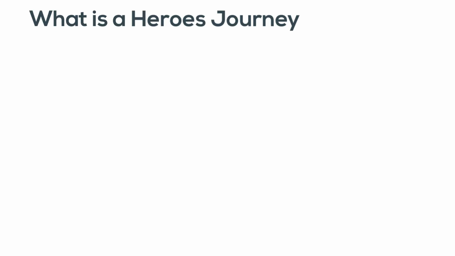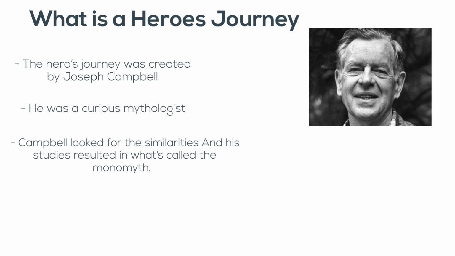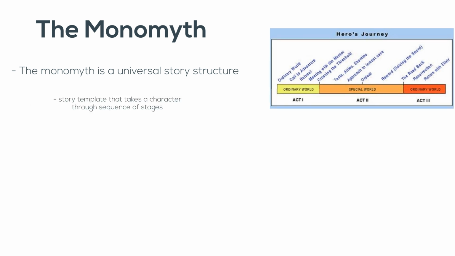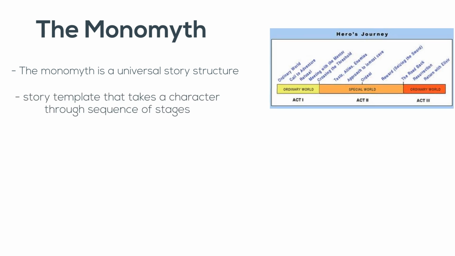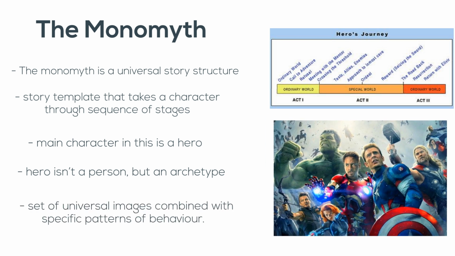The hero's journey was created by Joseph Campbell, who was a curious mythologist. In the field of comparative mythology, instead of looking at the differences, Campbell looked for the similarities, and his studies resulted in what's called a monomyth. The monomyth is a universal story structure. It's a kind of story template that takes a character through a sequence of stages. The main character in a monomyth is the hero. The hero isn't a person, but an archetype, a set of universal images combined with specific patterns of behaviour.